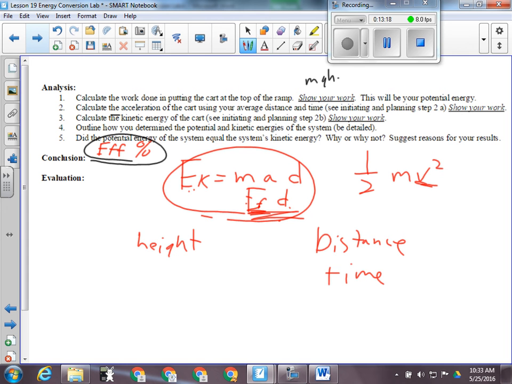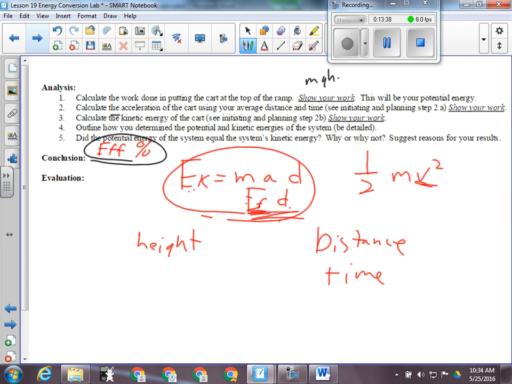And then conclusion and evaluation, same as always. Again, we said that our conclusion may have to say that our hypothesis is not correct because it was a perfect physical world hypothesis, and we did this experiment in the real world, and that's okay. In the conclusion, talk about some of the same things you talk about in analysis number 5.